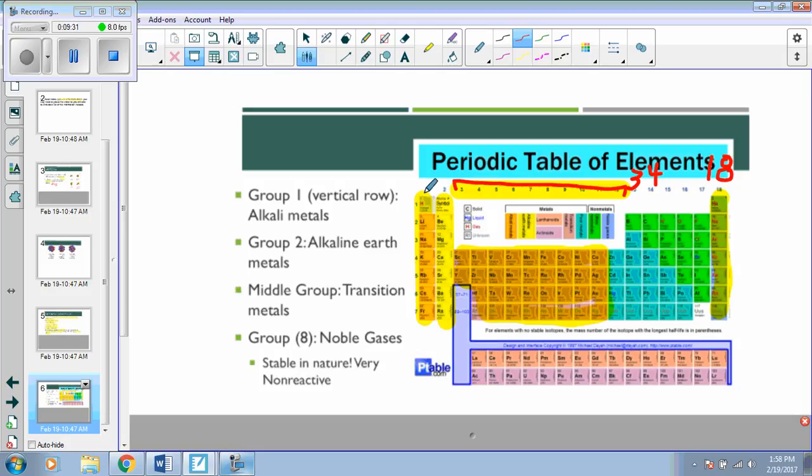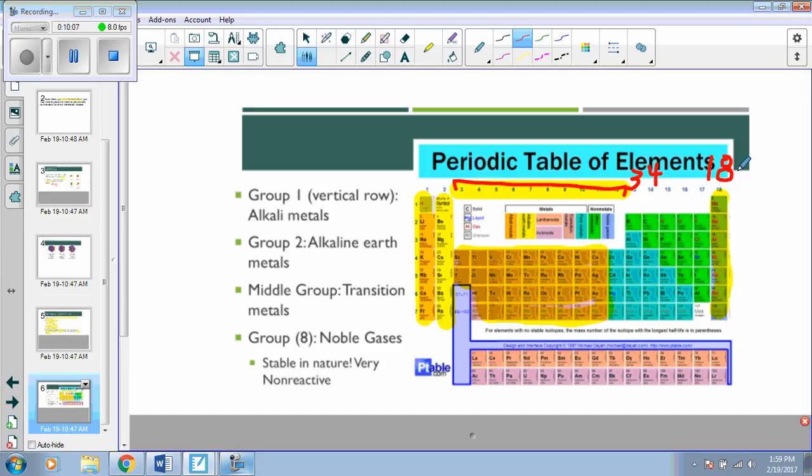So pay particularly close attention to group 1. Remember, group 1 goes up and down. In group 1, I know I'm only going to have 1 valence electron. That means in the outermost shell, I'm only going to see 1 electron. The same thing goes for group 2. Then we skip all the way down to group 18 or group 8, where I know I'm going to have 8 valence electrons. That's why it's considered very stable and very non-reactive in nature.